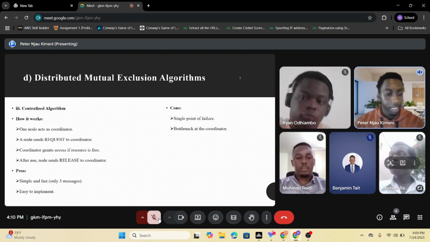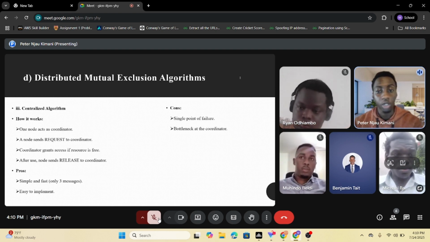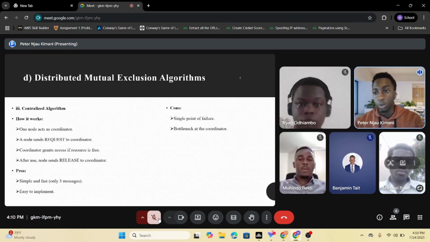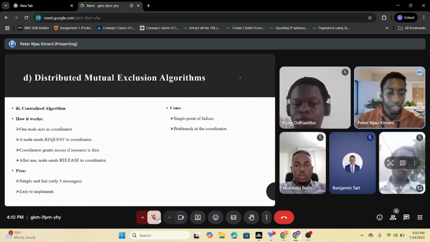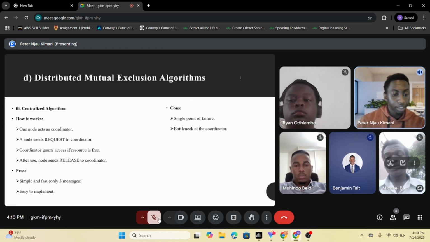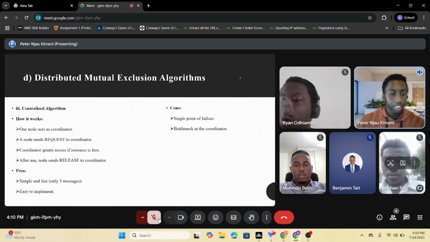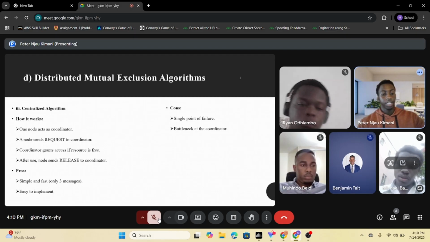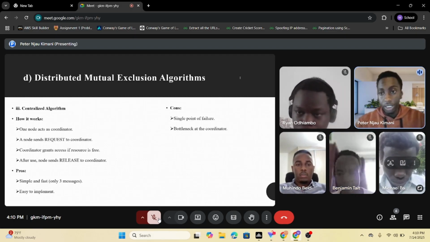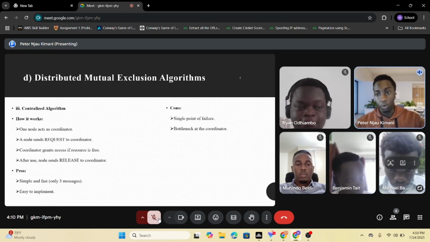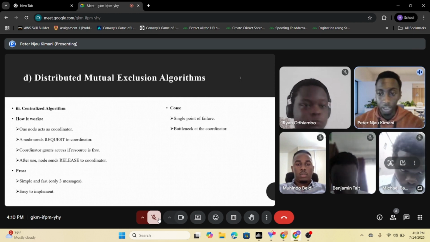The advantages of the centralized algorithm are that it is simple, easy to understand and implement, and also there are only three messages: the request that the node sends, the grant that the coordinator sends, and lastly the release from the node. So we have also mentioned that it is easy to implement and to understand.